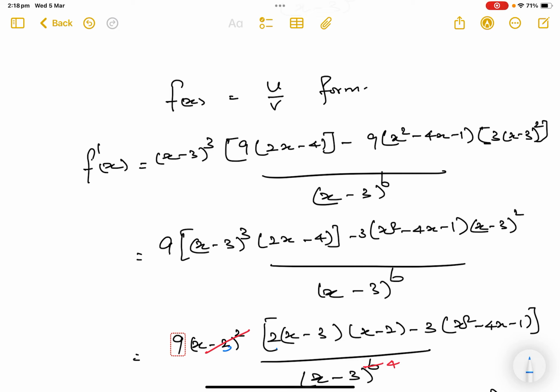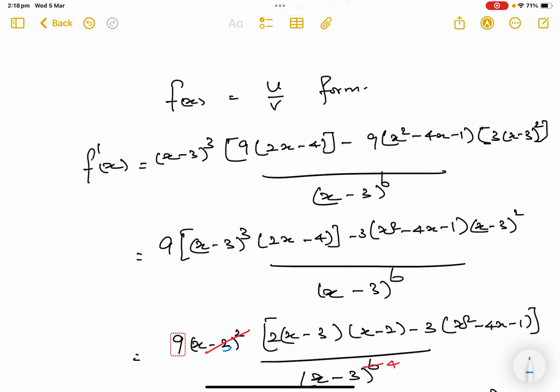denominator times the differentiation of the numerator. So (x minus 3) to the power of 3, differentiation of the numerator 9 times (2x minus 4), minus the numerator, 9 times (x squared minus 4x minus 1), times the differentiation of the denominator, which is 3 times (x minus 3) to the power of 2. And divided by v squared, denominator squared, which is (x minus 3) to the power of 6.